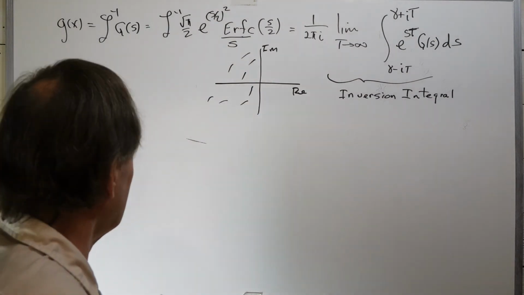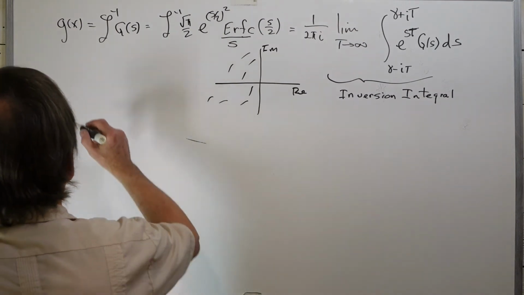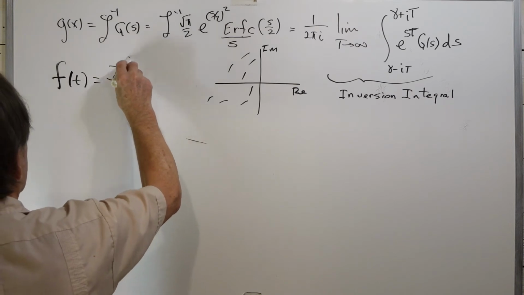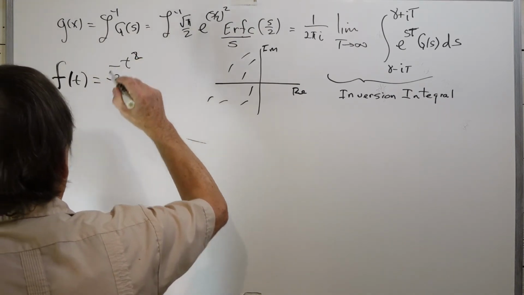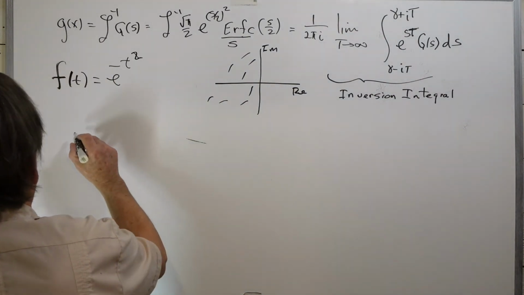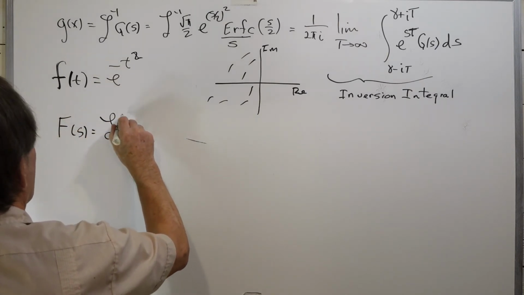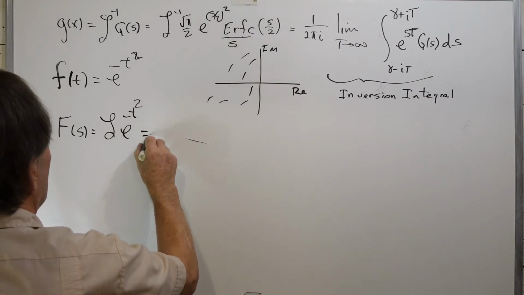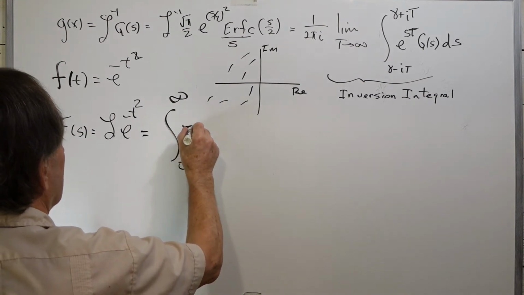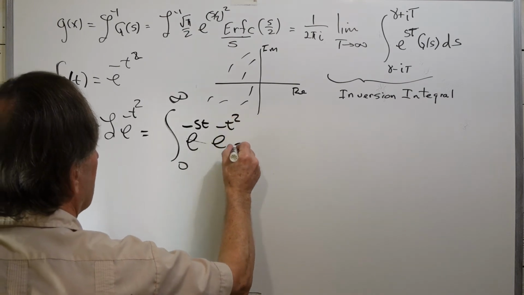Now, lastly, what I'm going to do here is directly compute the Laplace transform for f of t, which is e to the minus t squared. We're going to find the Laplace transform of that. Now, F of s, cap F of s, is the Laplace transform of e to the minus t squared, which, remember, is the integral from 0 to infinity of e to the minus st, and then we have e to the minus t squared dt.